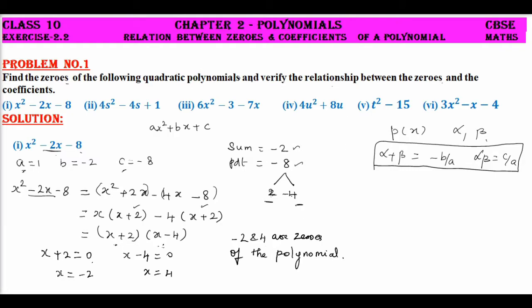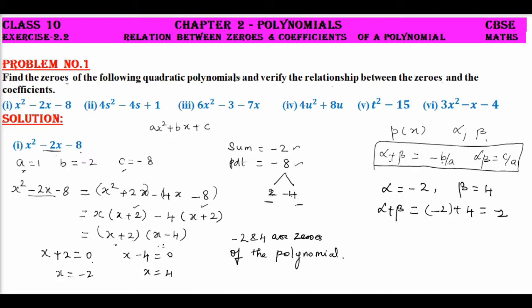So the first part of the problem is over. The next part is to verify the relationship between these zeros. So now let's go to alpha plus beta equal minus b by a and alpha beta equals c by a. We have got two roots, minus 2 and 4. Let me take them as alpha and beta. Now we'll see what is alpha plus beta. Alpha plus beta is the sum of roots. So it is minus 2 plus 4, that is equal to 2. So alpha plus beta equal 2.